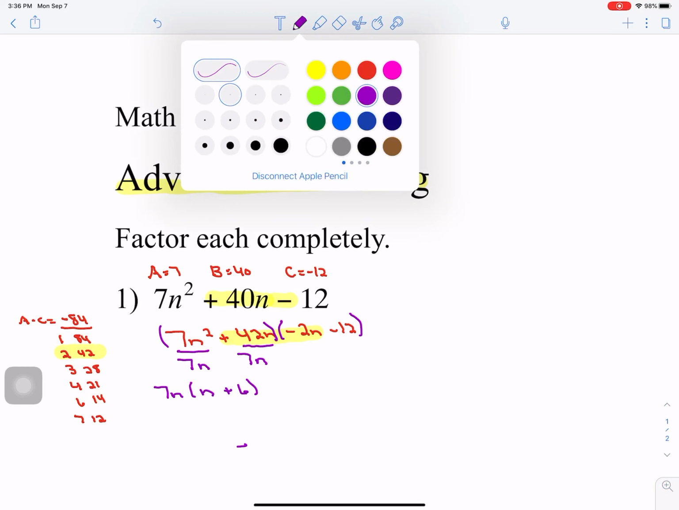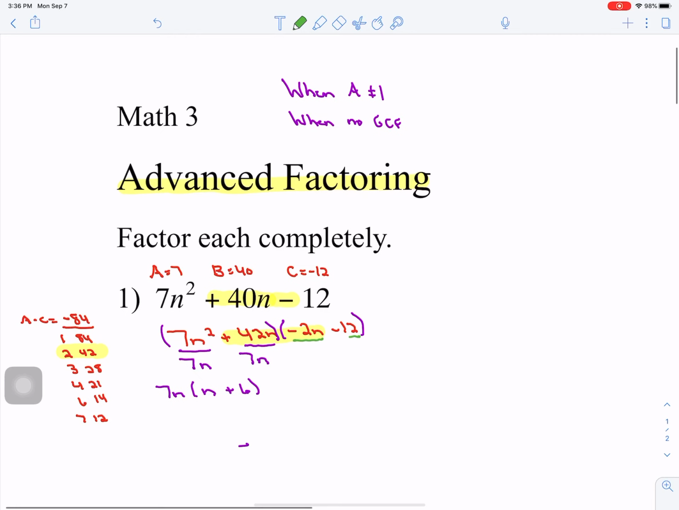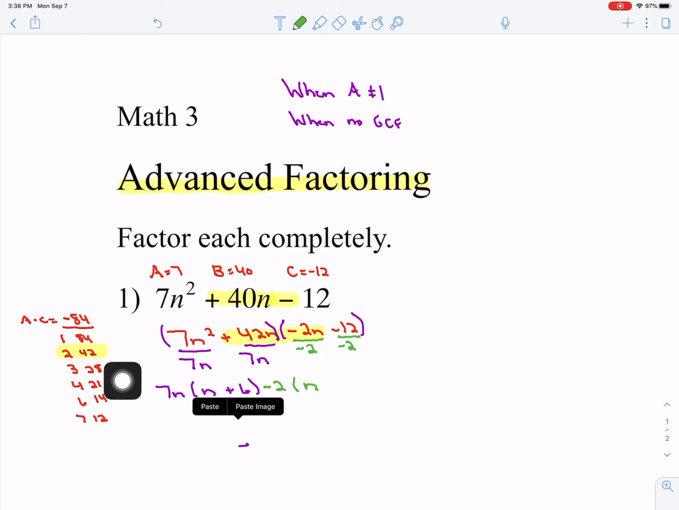Now I'm going to do the same exact thing to the second half of the problem. So now I'm looking at the negative 2n and the negative 12. What number divides into both of these? In this case, it's 2. But not only is it 2, but it's negative 2. Remember, the first number in the parentheses, we always want to be positive. So now I'm going to put the negative 2 down, and I'm going to do some dividing. Negative 2n divided by negative 2, I get 1n. Negative 12 divided by negative 2, I get positive 6.